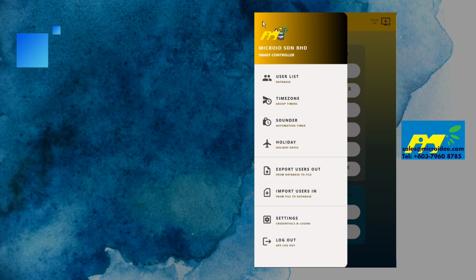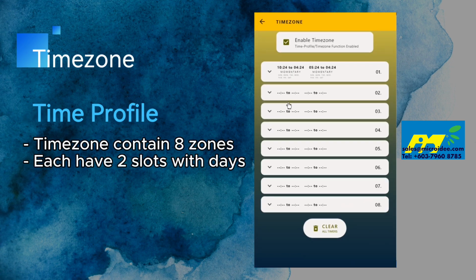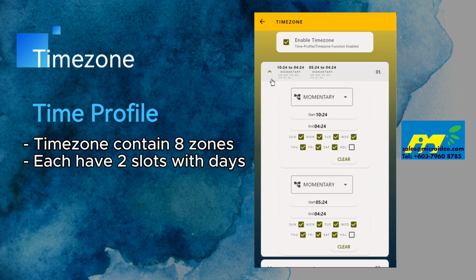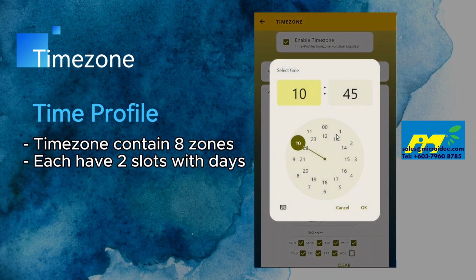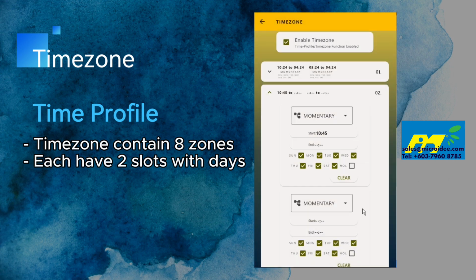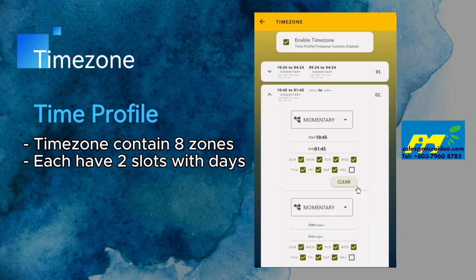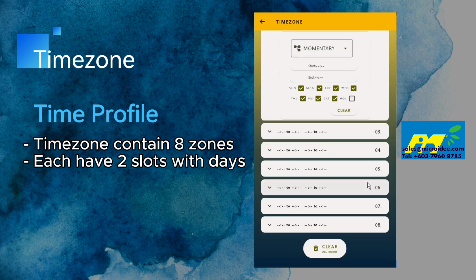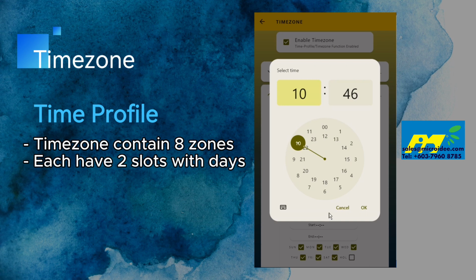Let's look into our next function, the time zone. Time zone has 8 zones. Each of it has 2 slots with start time and end time. Let's do an example. We'll set a start time and end time. When you click on the time slot, a time selection pops up. So now we can select the time. Let's do the second slot.